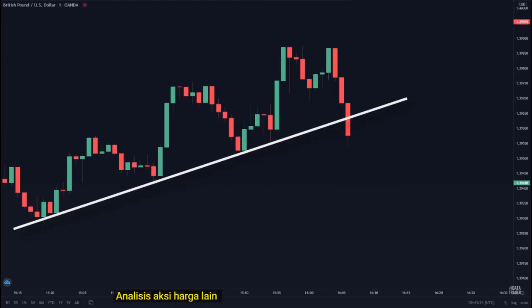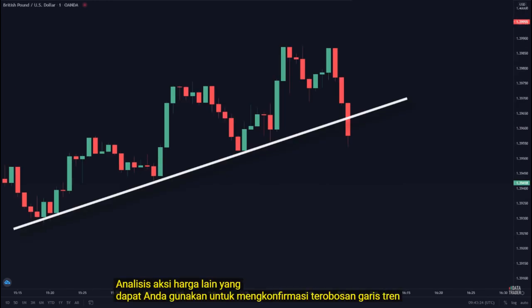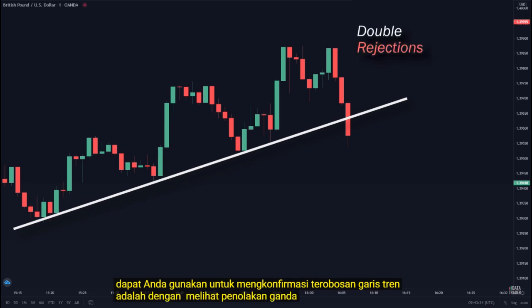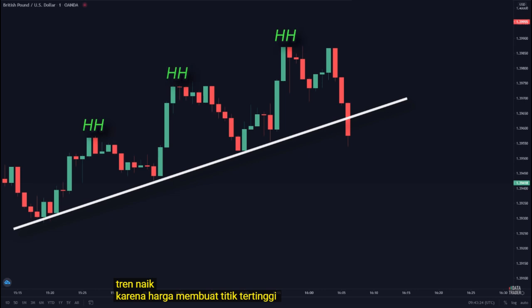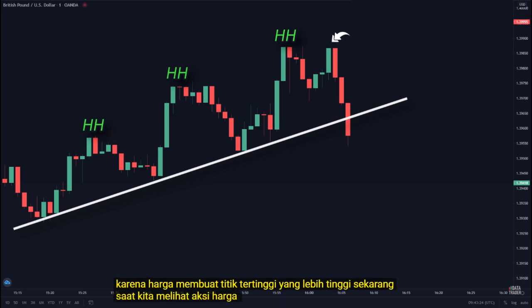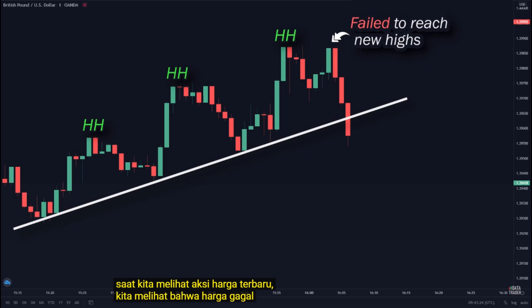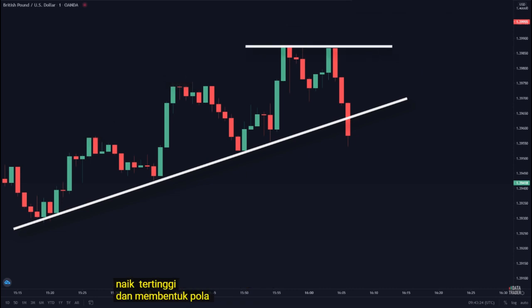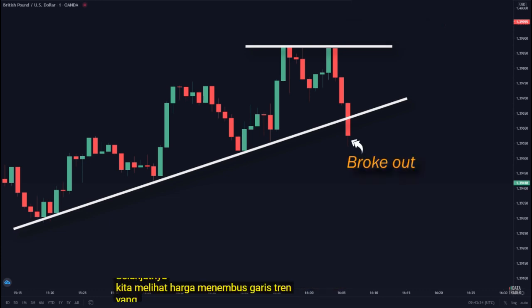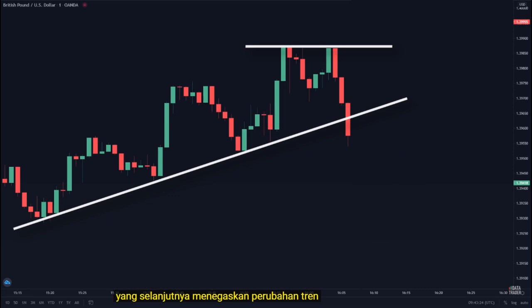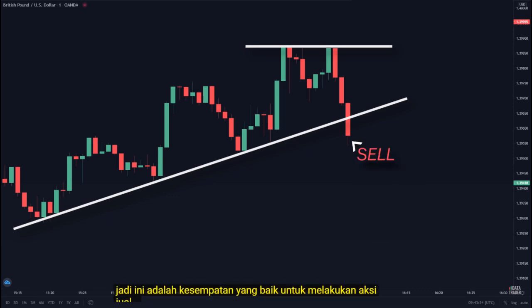Another price action analysis that you can use to confirm a trendline breakout is by spotting double rejections before a breakout appears. Let me give you an example. In this chart, we can see that the price was on an uptrend as prices were making higher highs. Now, as we look at the latest price action, we saw that the price failed to make higher highs and formed a double top pattern instead, indicating a strong rejection in this area, which is also a sign of momentum loss. Next, we saw the price broke out of the trend line, which further confirms the trend change. So this is a good opportunity to take a sell position.